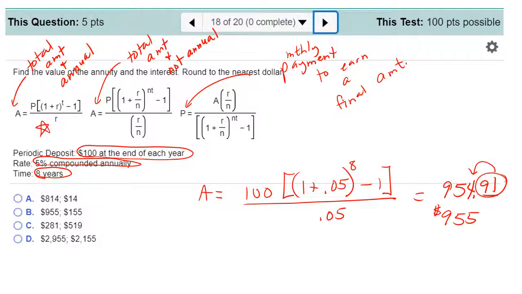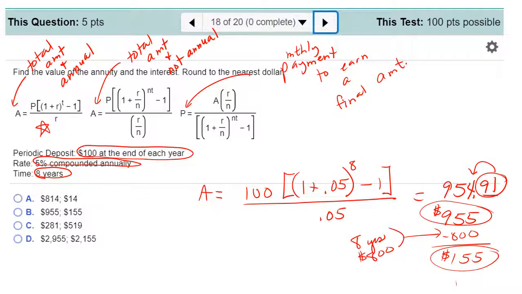$955. It also asks us for the interest. If this was 8 years, remember in 8 years we would have put in $800 because we're putting $100 a year. So if we subtract out the money we put into this annuity, you would see that you actually earned $155. So the total in the bank annuity now is $955 and the interest is $155. The correct answer would be B.